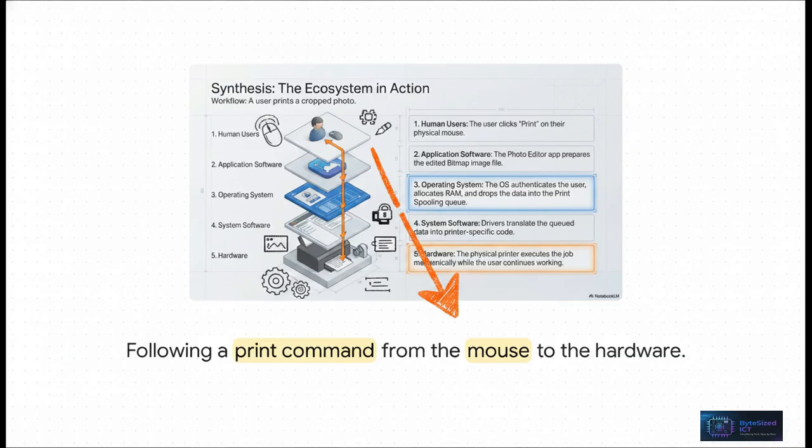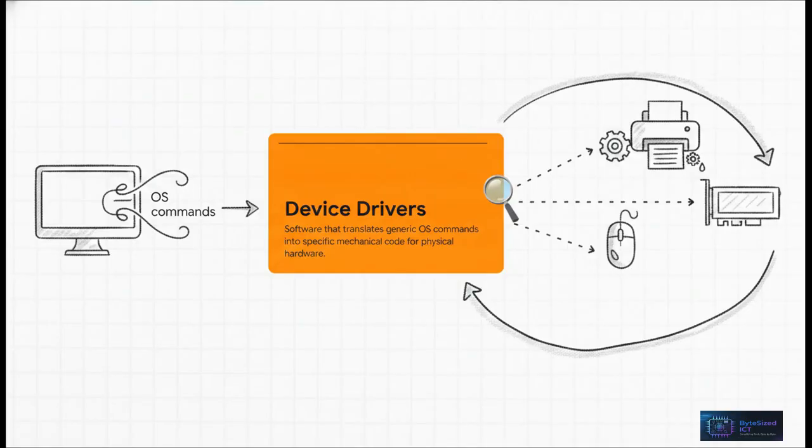But here is the absolute critical moment. The OS still cannot speak directly to the physical printer. See, the OS speaks in universal computer logic, but the printer? It only understands the precise mechanical movements of ink rollers and paper feeders. Enter system software, and specifically device drivers. This is the whole reason you can't just plug any random machine into your computer and expect it to magically work. Device drivers are software that translate the queued data from the operating system into specific mechanical code that the physical hardware can actually execute.